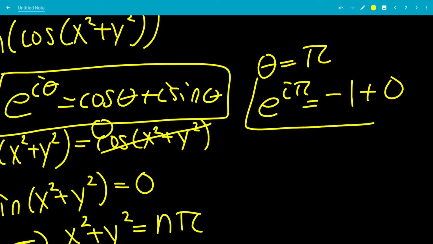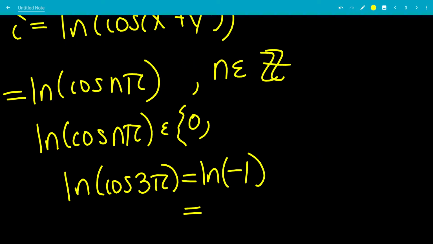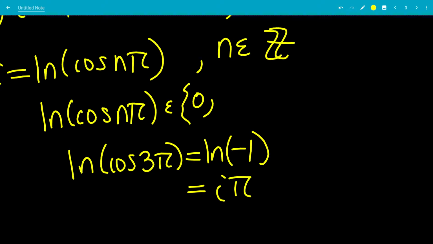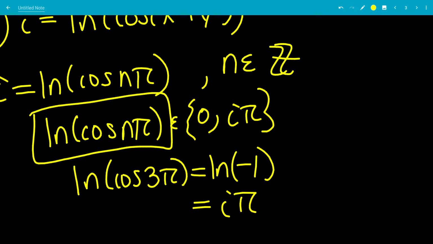So we take the natural log on both sides, so we have that i pi equals ln of -1. Now this is the principal value, there's other values, but we're going to be using these. Okay, ln of -1, we just found out, is i pi, so we'll just write that down. So that is the other type of values that ln of cosine of n pi produces.